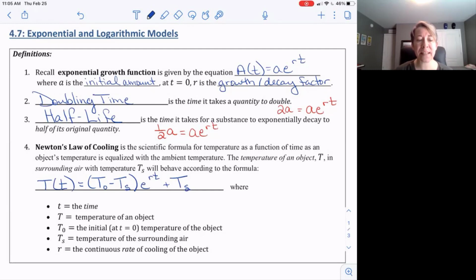Now, in this formula, again, the little t represents the time that has passed. Capital T by itself is the temperature of the object. That is our output, what we're trying to find generally. T naught, or T with that little subscript of 0, is the initial temperature of the object. In other words, what was the temperature of the object when we started at t equals 0? T sub s is the temperature of the surrounding air. So that's why for the initial amount, we subtract the T sub s. And then r is our continuous rate of cooling of the object.